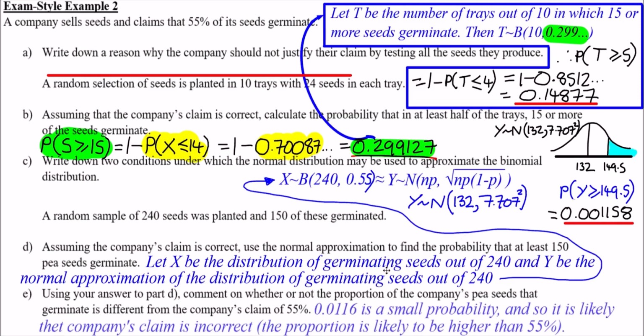So we could say, because 0.0116, this rounded to 3 significant figures, is a small probability, it does seem likely that the company's claim is incorrect. In other words, the proportion is likely to be higher than 55%, if anything. So, if anything, it's that the company has underestimated how many of their seeds germinate.